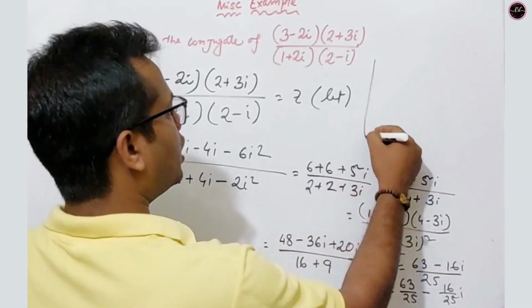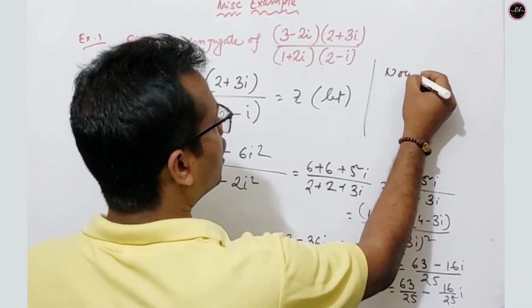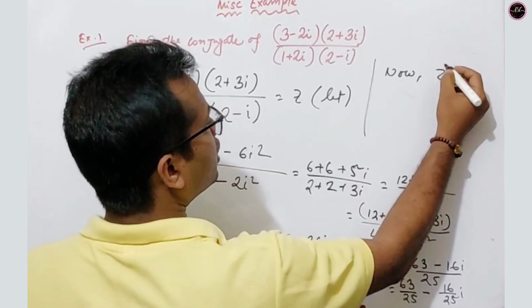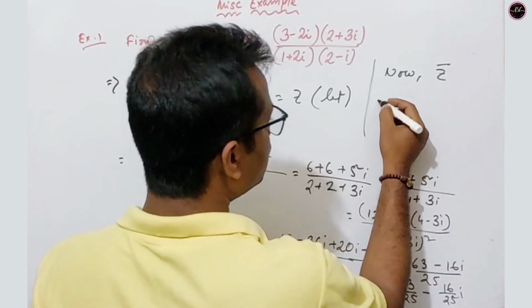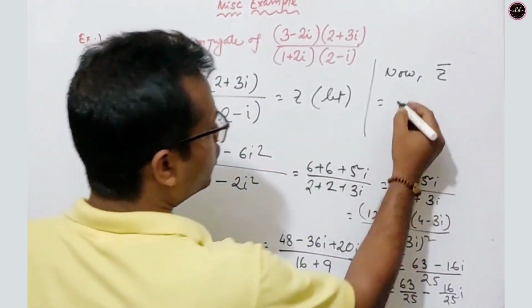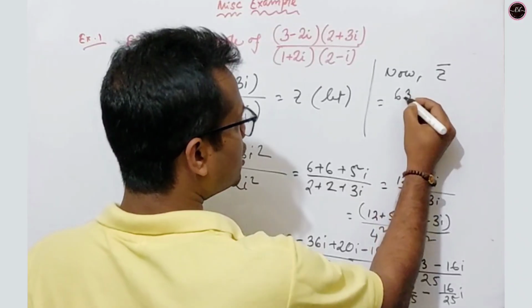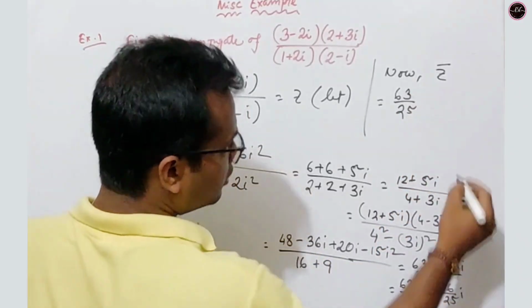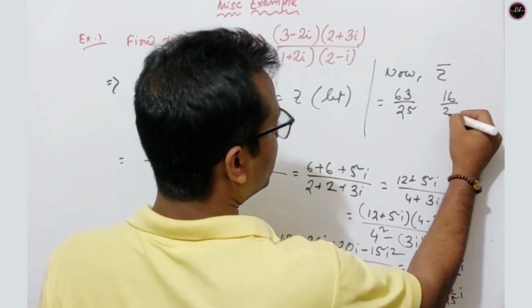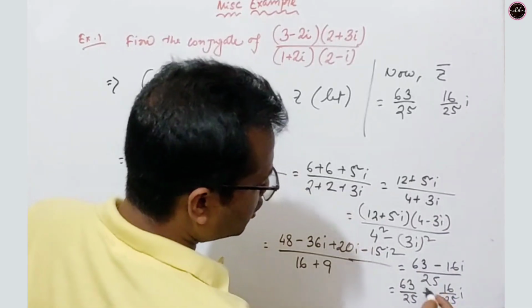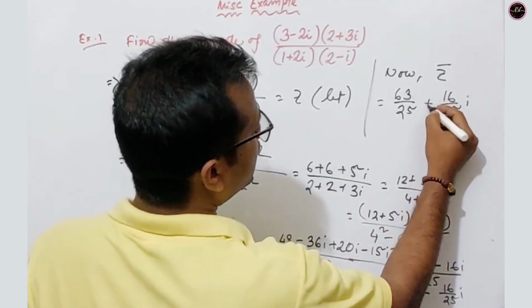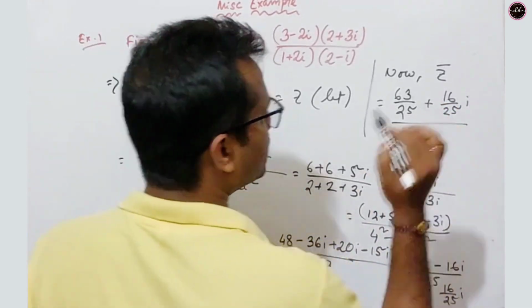So now conjugate of z equals z bar. Here we write the real part first, 63 by 25, and write the imaginary part, 16 by 25 i. Then the sign between them, here minus, so here will be plus. This is the answer. Okay.